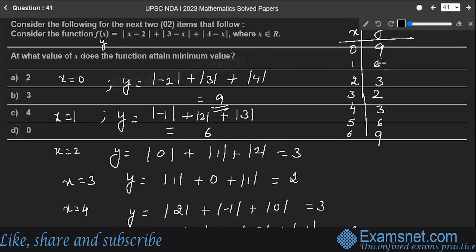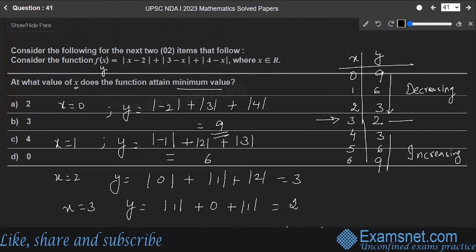So you see one thing, when you plot the graph for it, the y's value in the question, at what value of x does the function attain a minimum value? This is a decreasing function over here. And it came to 2. After this 2, it started increasing again. Right? First, it was decreasing. After 2, it started increasing. That means it is having the minimum value. It is attaining the minimum value for x is equal to 3. So this is the correct answer. Hope you got this.